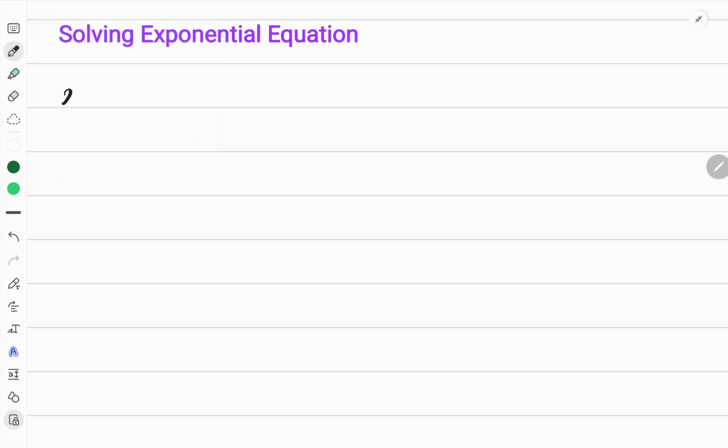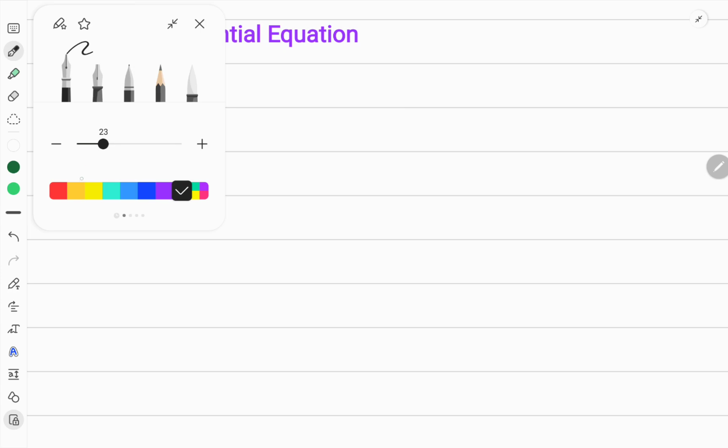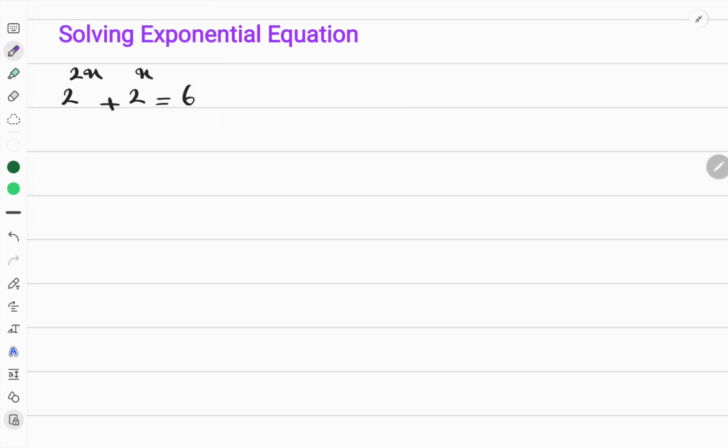The first question is 2 to the power of 2x plus 2 to the power of x equals 6. I'm going to rewrite this equation in this form: (2 to the power of x) raised to the power of 2 plus 2 to the power of x equals 6. You can see we have 2 to the power of x in both terms, so let's call this y and substitute y for 2 to the power of x.